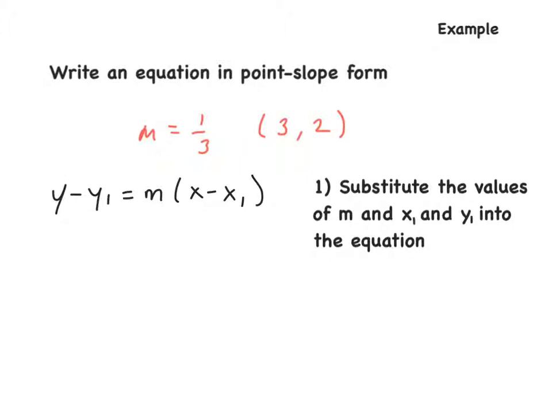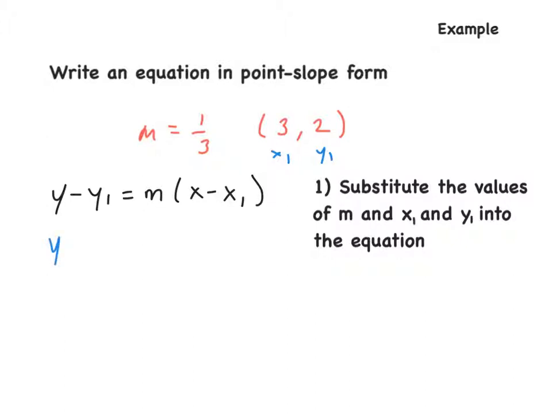Now, how do you write the equation? All that you have to do is substitute the values of m, x1 and y1 into the equation. So we have our m of 1/3, and we have our point (3, 2). 3 is our x1, 2 is our y1. So all that we have to do is basically just plug it in.